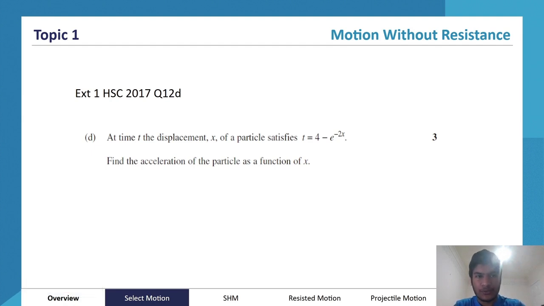This is actually pulled from the Extension 1 HSC from 2017, question 12b. If you go to past papers from Maths Extension 1 before 2020, you'll see that some of them involve v dv dx, d dx of v squared on 2, and dv dt questions, which have now been moved into the Extension 2 syllabus. You might find them easier compared to the actual HSC Extension 2 type questions, but they're still worth practicing because it helps you practice picking the right expression and using it. So let's do this one.